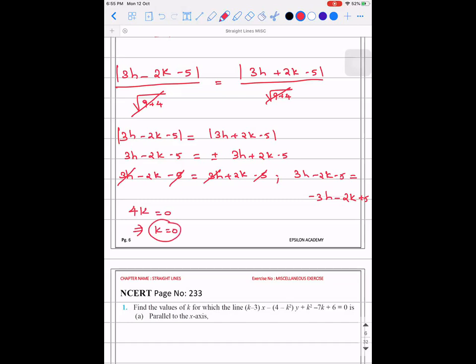k is the y coordinate. If y coordinate is 0, what is the meaning? It is lying on x-axis. Similarly, if you solve the other part, you will get 6h is equal to 10. So h will be equal to 5 by 3. So h is equal to 5 by 3 is also a straight line. k is equal to 0 is also a straight line. So they are moving in such a way that they represent a straight line.